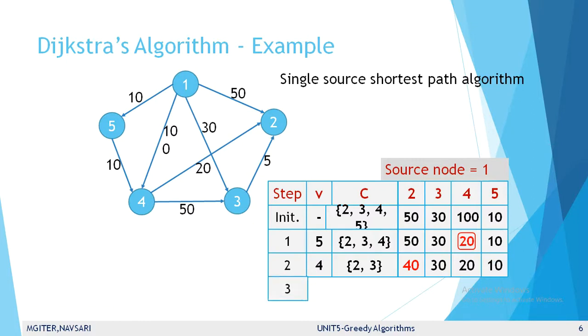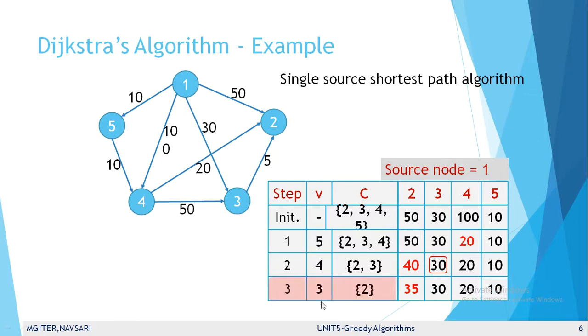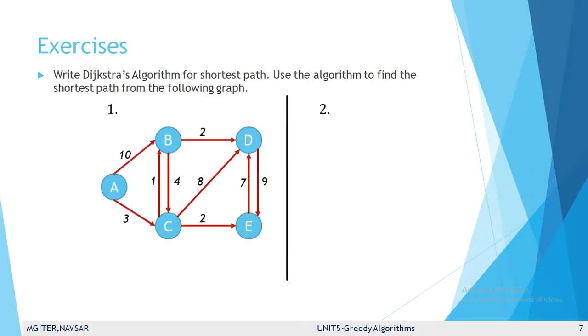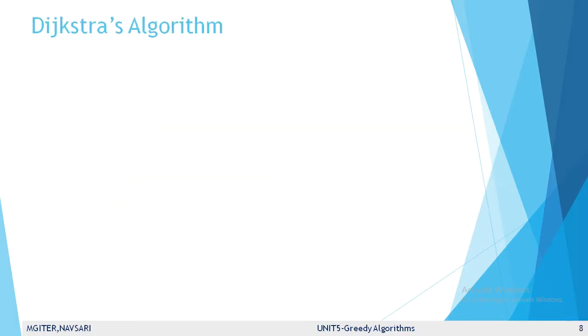Now we select the next vertex, that is 3, with distance 30. Now the candidate vertex is 2. The cost is 1 to 3, that is 30, and 3 to 2, that is 35. So here we write 35. So our single source shortest path is 1 to 5, 5 to 4, 4 to 3. Now here we give two graphs. Use the Dijkstra algorithm and find the single source shortest path for the given graphs.